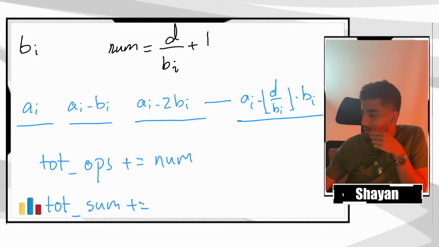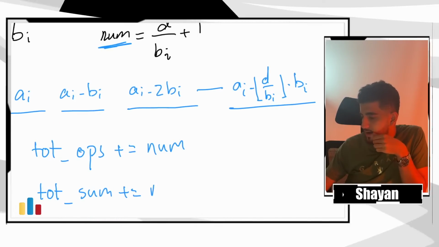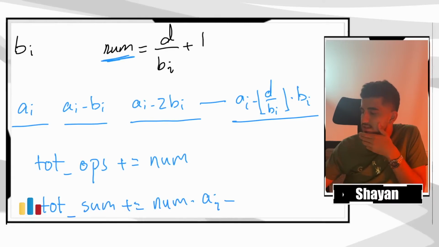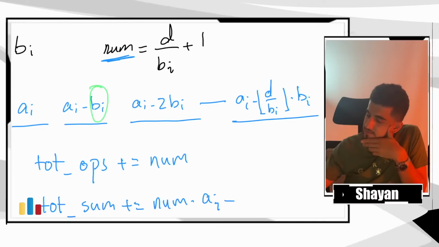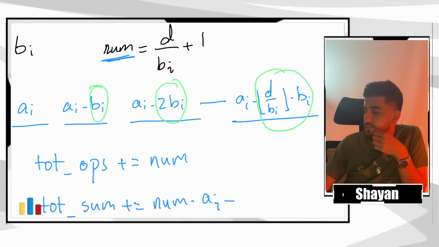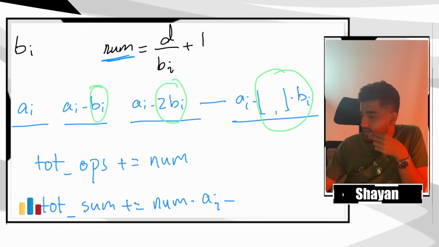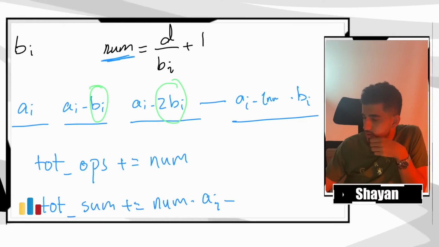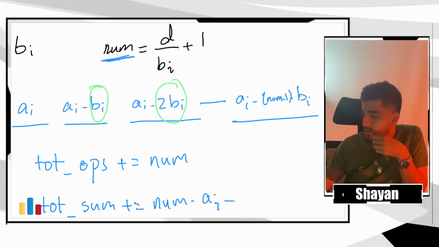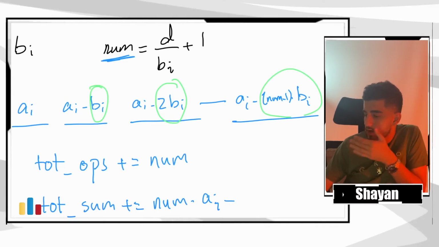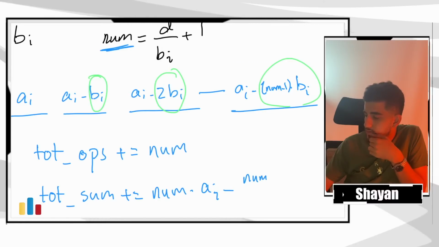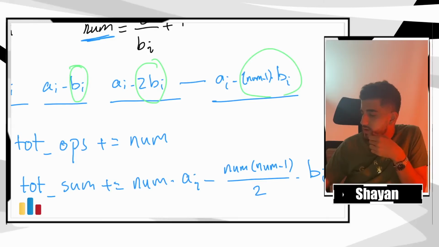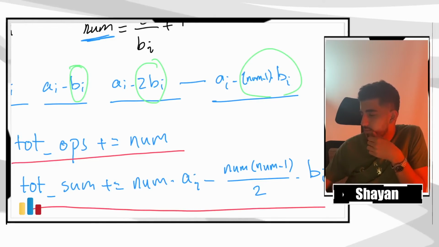What is this value? This value is equal to num times ai minus these subtracting values. We know that there are num elements, each one of them has some ai, and what we subtract is 1 times bi plus 2 times bi, up to floor of d over bi times bi. So I can say it is the sum of numbers from 1 to num minus 1, which is num times num minus 1 divided by 2, times bi. So this is how I can obtain total sum, and this is the total number of operations.